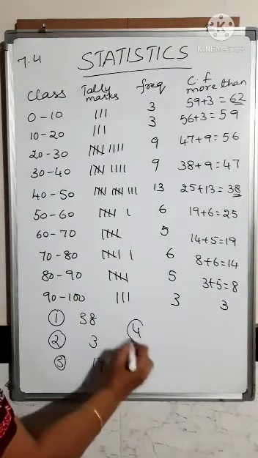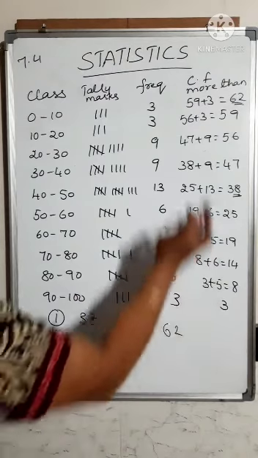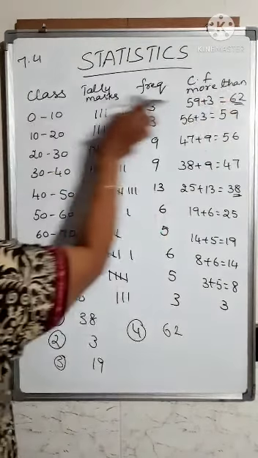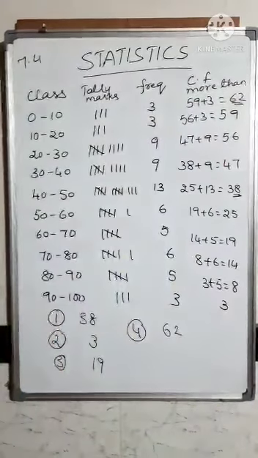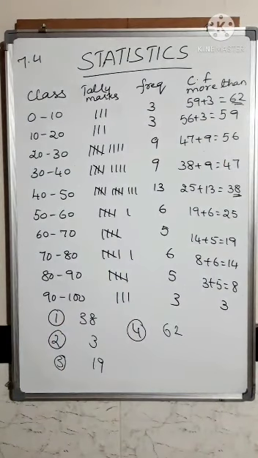So for the fourth question, the answer will be the cumulative frequency for the class 0 to 10 is equal to 62. So like this, you have to answer the question based using the cumulative frequency table.